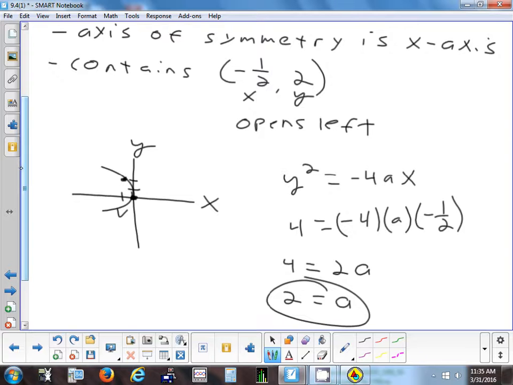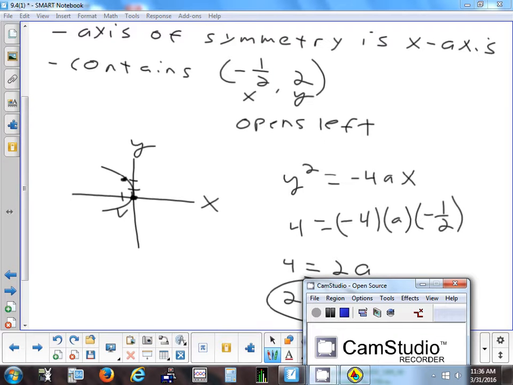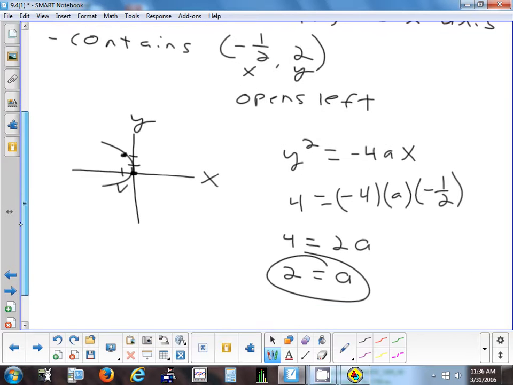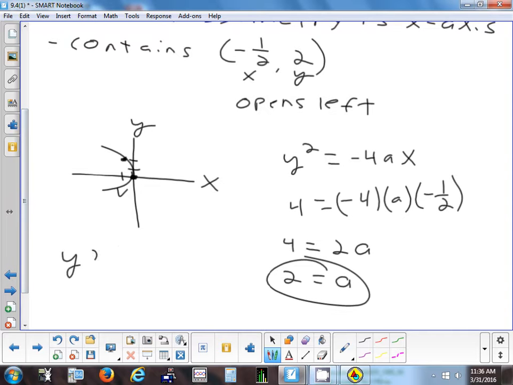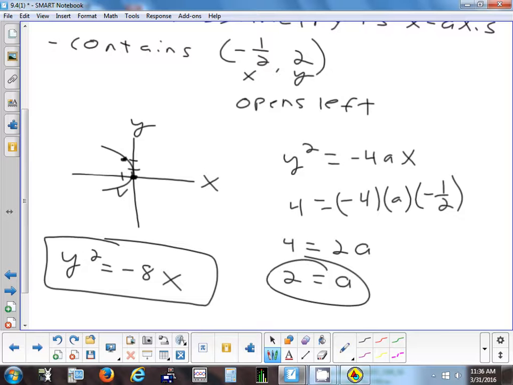But in general, that's how you want to do it. Plug the point in. If the x hadn't been -0.5, we would not have gotten 2 for a. Okay, come on. So what's my equation for the parabola? -8x. Okay.